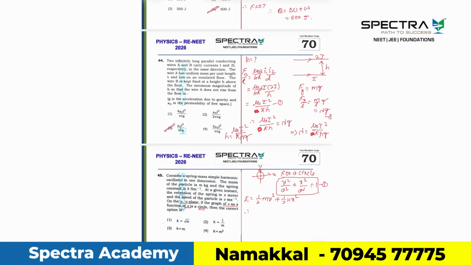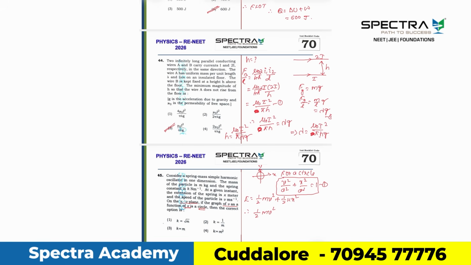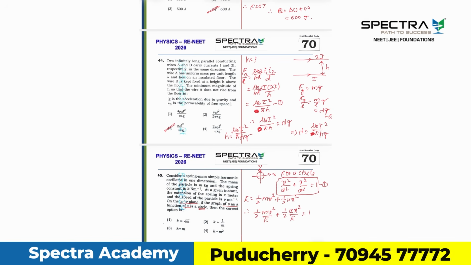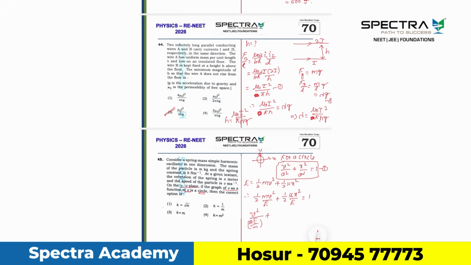Okay, therefore, we can say, observe this: half mv square divided by E plus half kx square divided by E must be equal to 1. So rewriting this, we'll get v square divided by 2E by m plus x square divided by 2E by k is equal to 1.